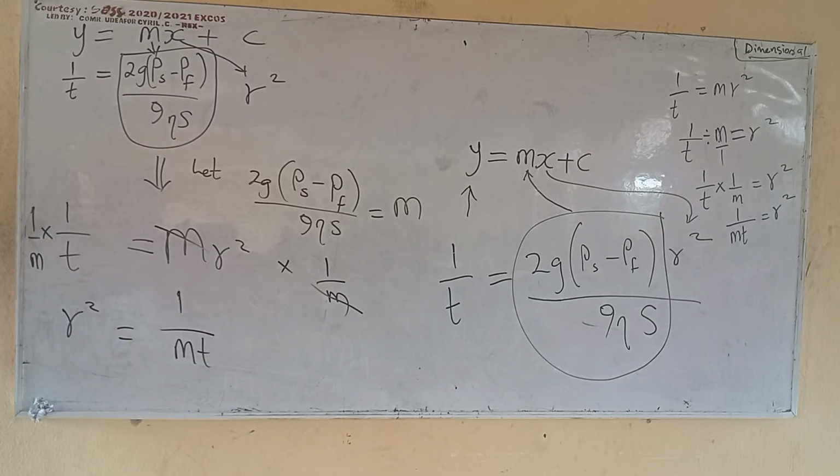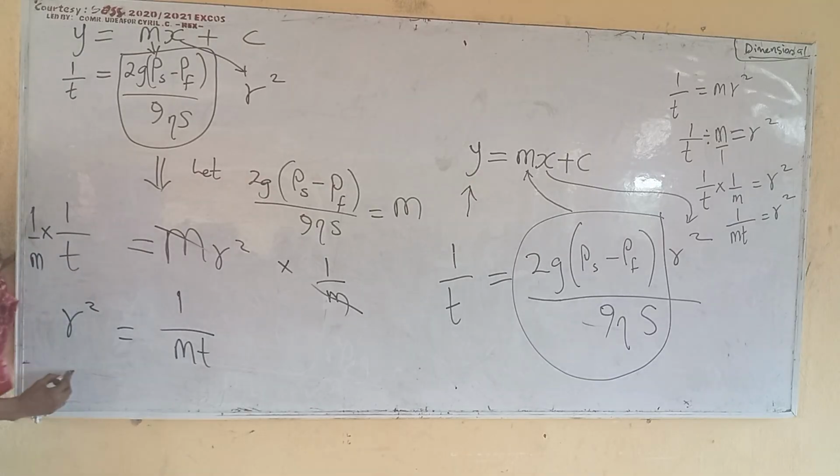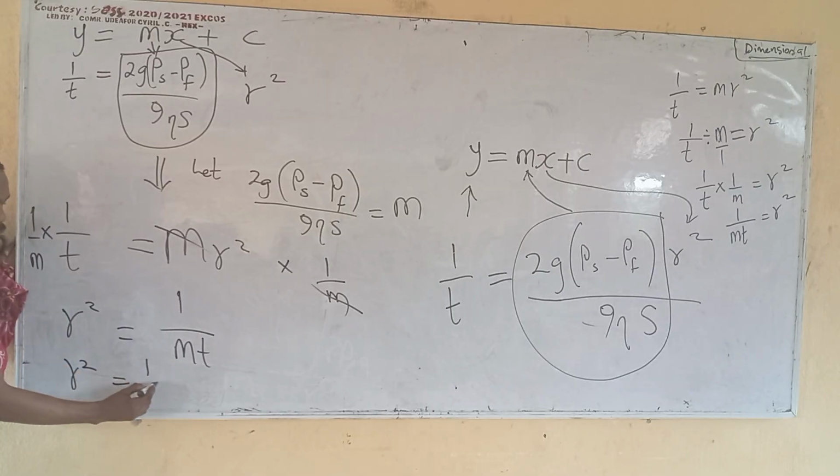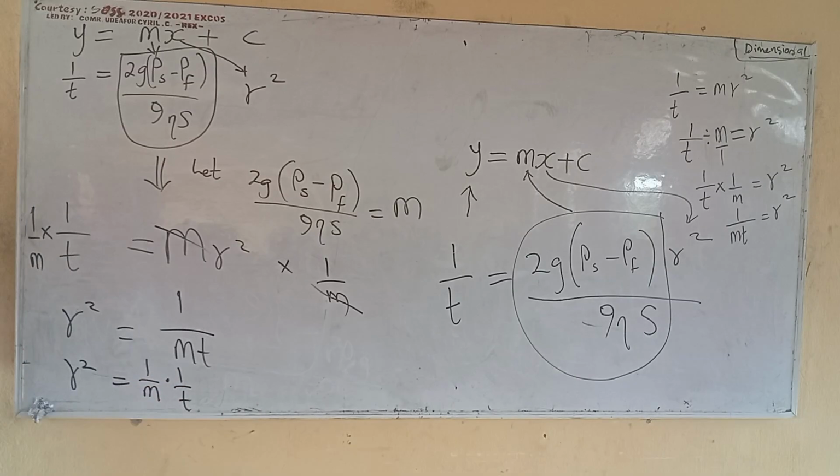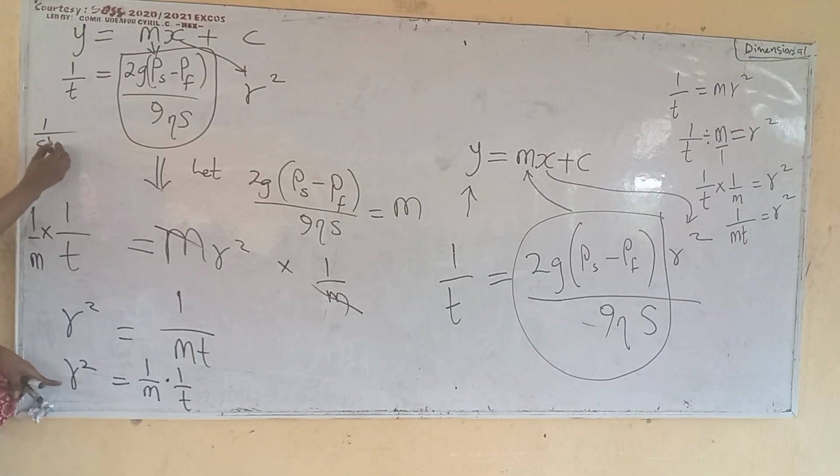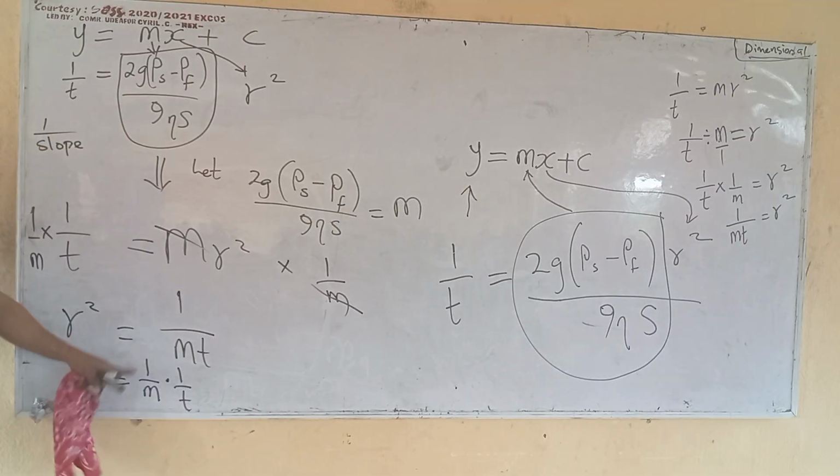Now notice something. What this thing means is that if I'm considering my slope now, this is saying r squared equals 1 over your slope times 1 over t. So for this graph, the slope is actually 1 over the slope. That is, for this to be on the vertical axis, it simply means 1 over the slope, because remember that this is 1 over n.